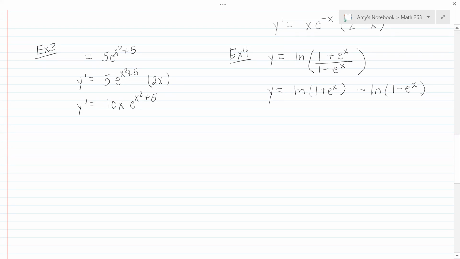Now, last week, remember, or it might have been the week before last, when we took the derivative of the natural logarithmic function, it's 1 over that function times the derivative of the inside. Well, the derivative of 1 plus e to the x: the derivative of 1 is 0. The derivative of e to the x is e to the x. Minus the derivative of this ln would be 1 over 1 minus e to the x. The derivative of 1 is 0. The derivative of negative e to the x would just be negative e to the x.